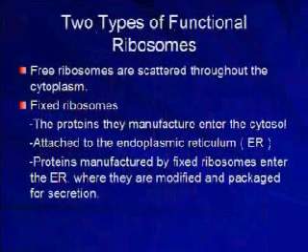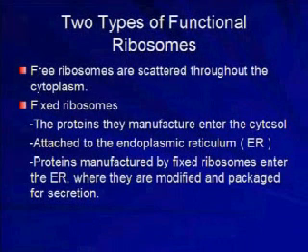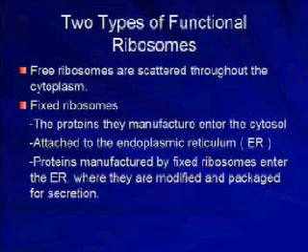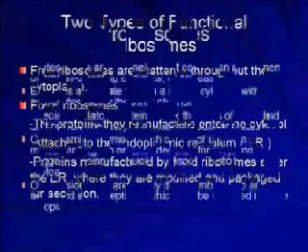Two types of functional ribosomes exist. Free ribosomes are scattered throughout the cytoplasm. Fixed ribosomes are attached to the endoplasmic reticulum. Proteins manufactured by fixed ribosomes enter the endoplasmic reticulum, where they are modified and packaged for secretion.